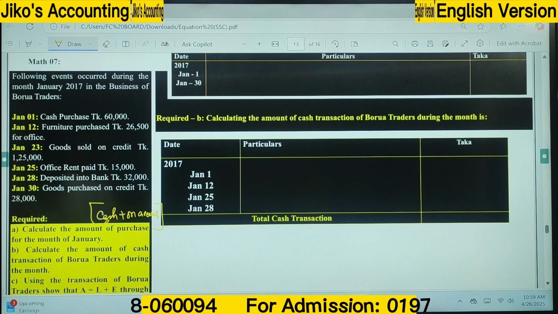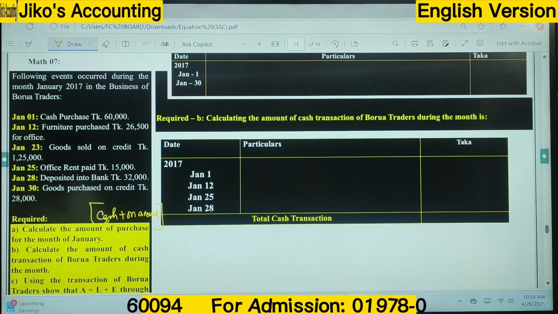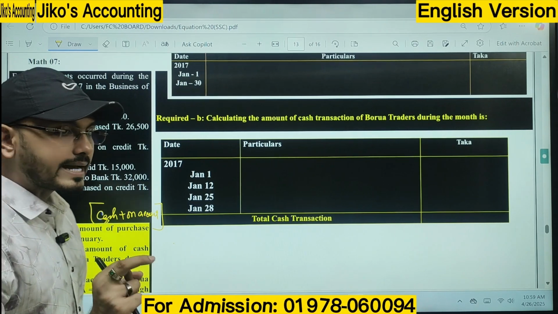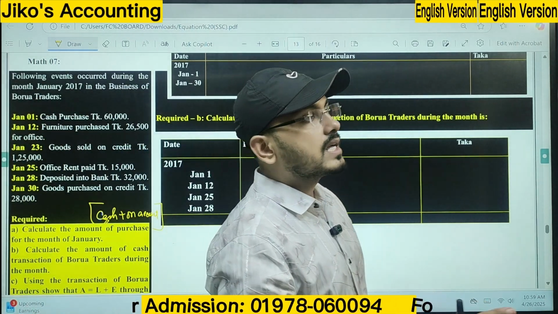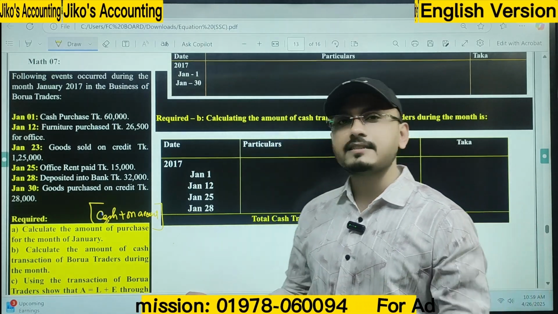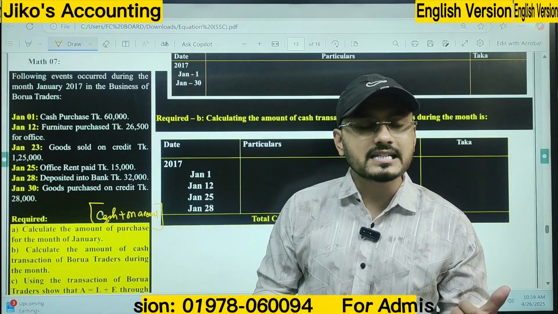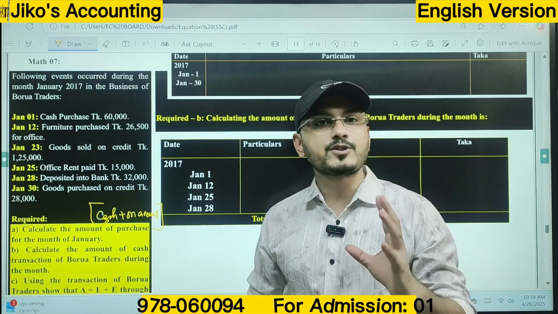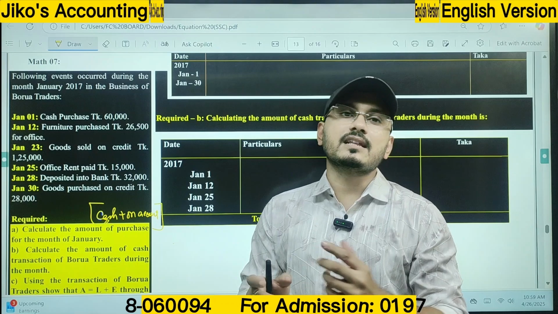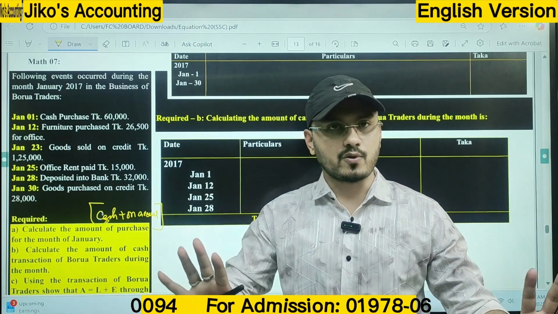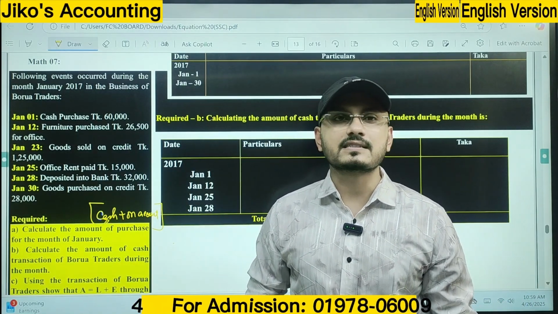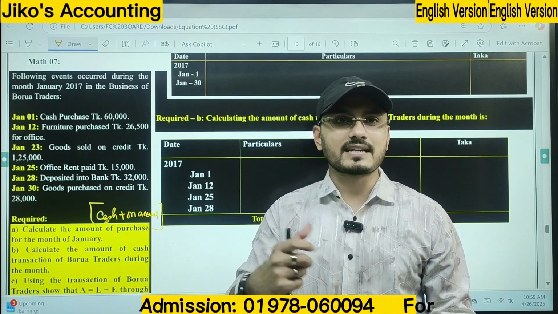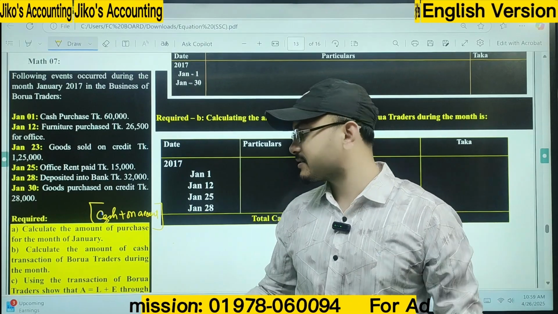Is it okay? Then requirement number B: calculate the amount of cash transactions of borrower traders during the month. Only cash transactions would be included. Here we haven't been told whether it is a revenue or capital expenditure. That doesn't mean anything. You only have to consider the cash inflow and cash outflow. In short, while doing journals, if you find that the cash account is debit or the cash account is credit, both types of transactions would be included here.